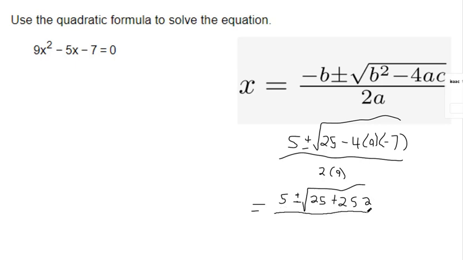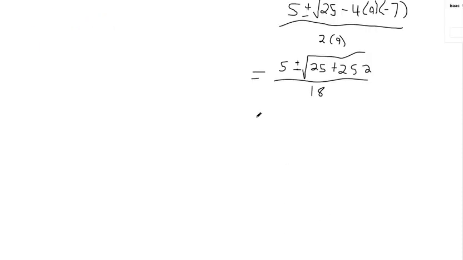Sorry, I'm on my mouse pad right now. That's over 18. And then we want to add the two numbers inside the square root. That's the next step.